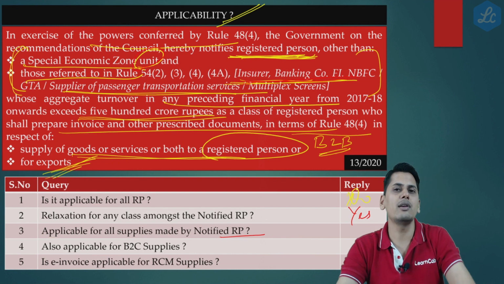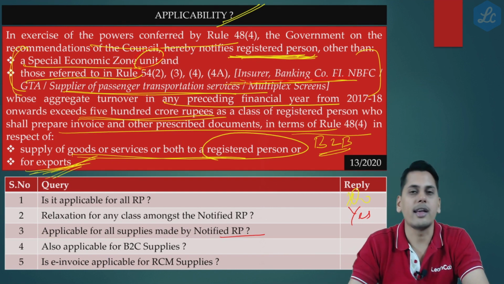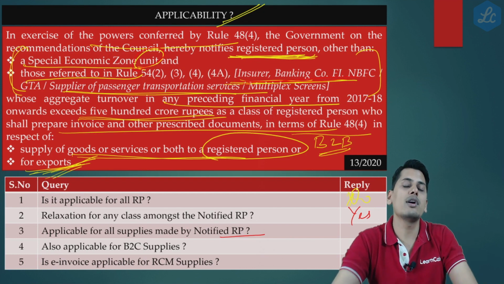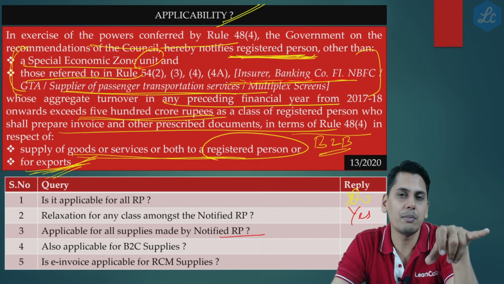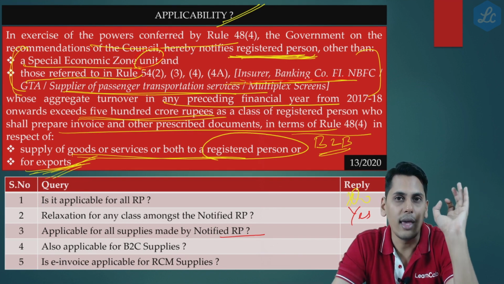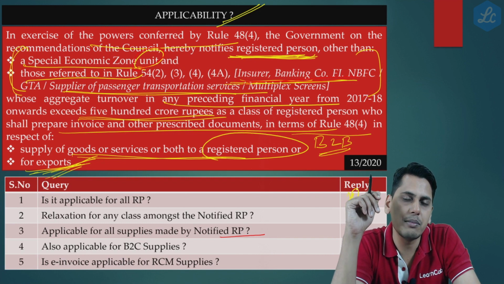Is it only B2B invoice? You read further, or for exports. So friends, e-invoicing provisions will be applicable to these notified persons for B2B supplies and also for exports. Friends, can you call exports as B2B supply?